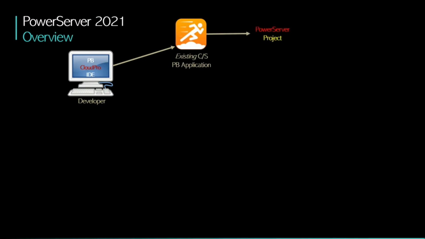So let's look at an overview of PowerServer 2021. First of all, the good thing to know is everything revolves around the PowerBuilder IDE. You just need the Cloud Pro version of the IDE. From there, we're going to have a look at an existing client-server application. And then we need to build a new thing called a PowerServer project. The PowerServer project integrates with the PowerServer Toolkit. Notice that the Toolkit is also installed within the PowerBuilder IDE. And it does all the handshaking between the existing client-server application and what you need to get built and deployed.